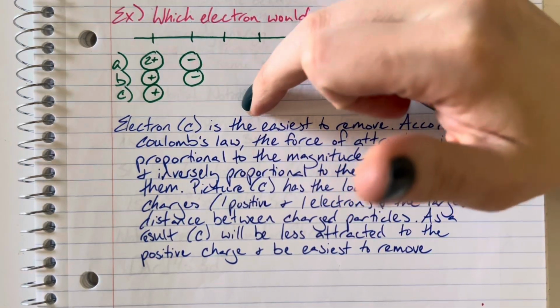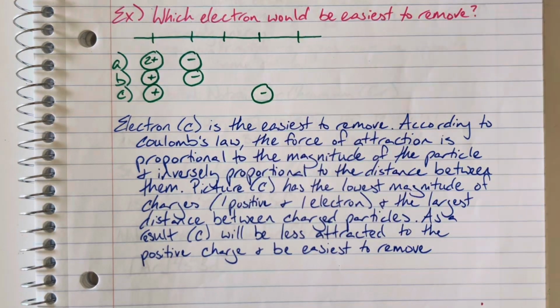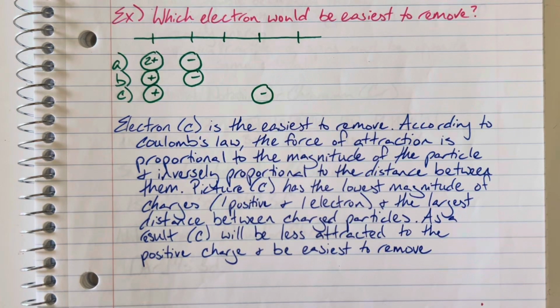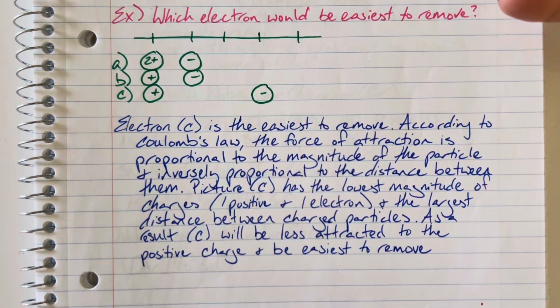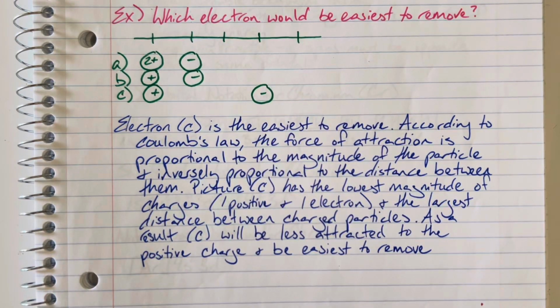The difference between B and C is going to be the distance differential, and so according to Coulomb's law, the force of attraction is going to be proportional to the magnitude of the charge on the particle and inversely proportional to the distance between them. So picture C has the lowest magnitude of charges. We just have 1 positive and 1 negative. And we also have the largest distance between those 2 charged particles. And as such, those particles are going to be less attracted to each other. We have a smaller force of attraction, and therefore it will be the easiest to remove.